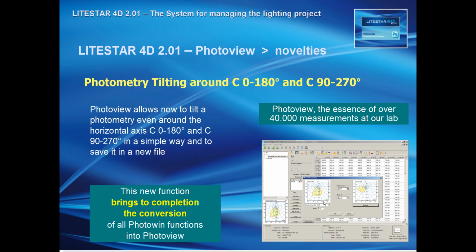In here we have the original photometry. Here we define the plane along which we want to tilt the photometry, the angle definition, the steps for the gamma angles and for the C-half planes, and this is the final photometry coming out from the tilting.